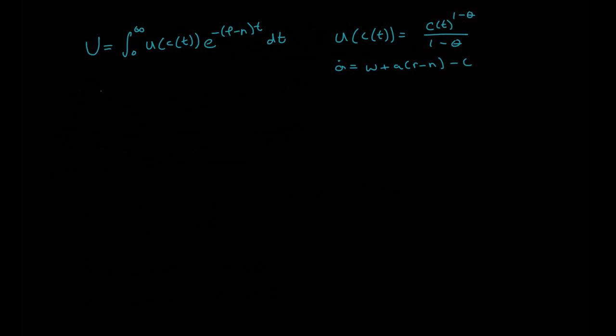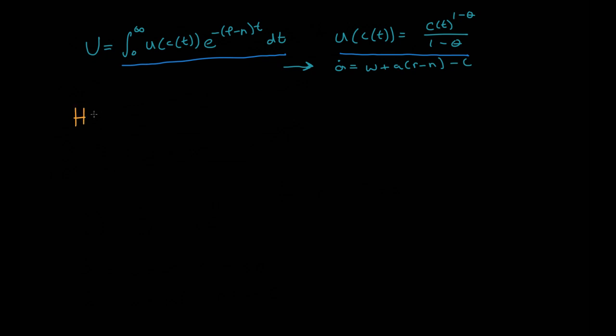Hey guys, this time we're going to look at the Euler equation and the Hamiltonian, and how to derive it. In the last clip we did the law of accumulation of assets, so this time we're going to look at the actual utility function. In the question we're given this standard utility form, and the intertemporal function. So let's do it.